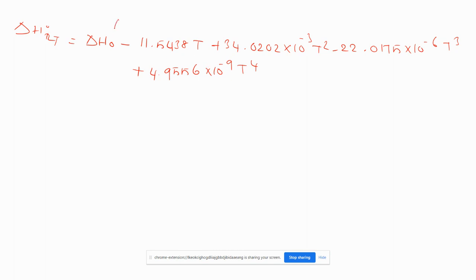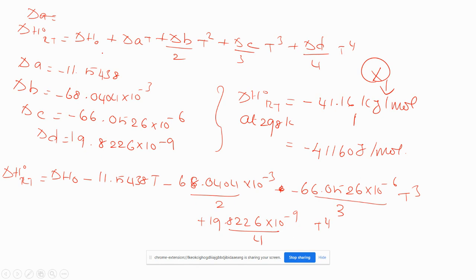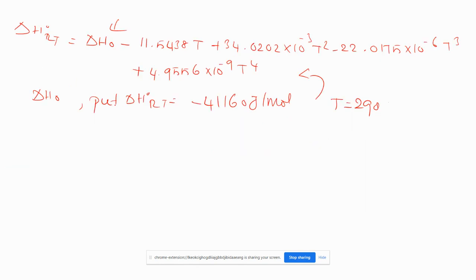Now we have to evaluate del H 0. For that, substitute del H 0 at T equal to minus 41160 joules per mole, and in the previous equation substitute T is equal to 298 Kelvin. The del H 0 at T is given; we have just converted it into joules per mole. After putting all these values and solving, you will get minus 40019.19.